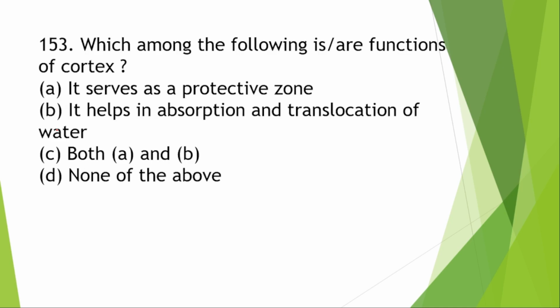153. Which among the following are functions of cortex? It serves as a protective zone. Yes. It helps in absorption and translocation of the water. Cortex, yes. So A and B are right. Absorption and translocation in root, what happens? Cortex facilitates the radial movement of the water and minerals from the soil.